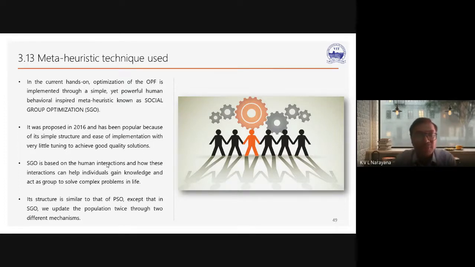There are two important steps in social group optimization: the improving phase and the acquiring phase. In the improving phase, the people interact with the leader. Out of 10 people, there will be one leader, that is, one person who has good knowledge and more intelligence, so that person can be considered as the leader. Based on the leader's knowledge, the other people gain knowledge and get various information related to the problem. They improve their knowledge levels. That is the improving phase, and the solutions will be updated.